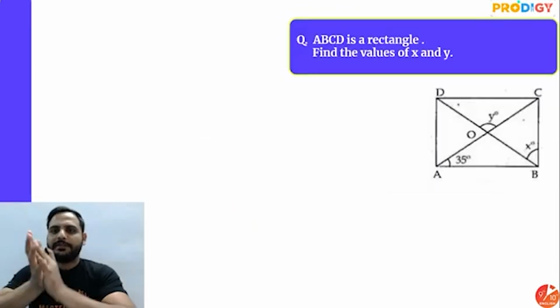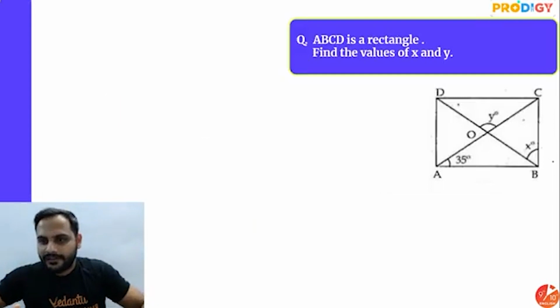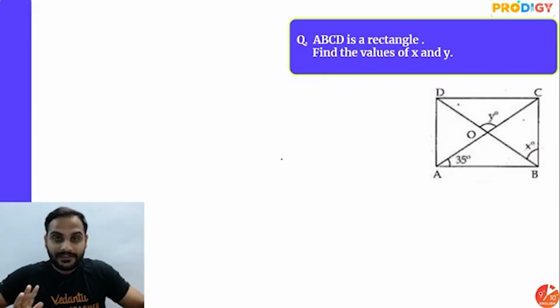Now next one, ABCD is a rectangle. Find the value of x and y. X is over here, y is over here. Let us understand how. Let's see how do we solve this question.